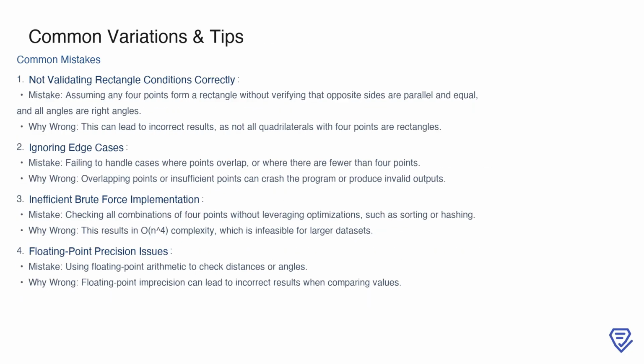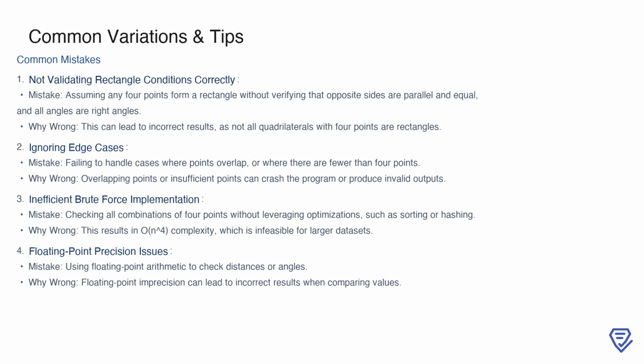When tackling this problem, there are several common mistakes to watch out for. First, a frequent error is not properly validating rectangle conditions. It's easy to assume that any 4 points will form a rectangle, but that's not the case unless you verify that opposite sides are both parallel and equal in length, and that all angles are right angles. Without these checks, you might end up with incorrect results, as not all 4-sided figures are rectangles.